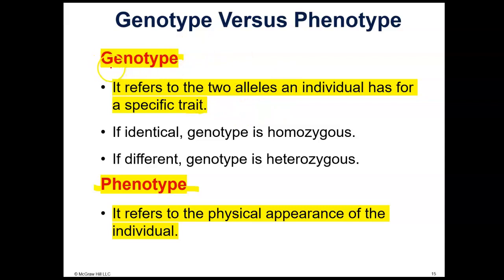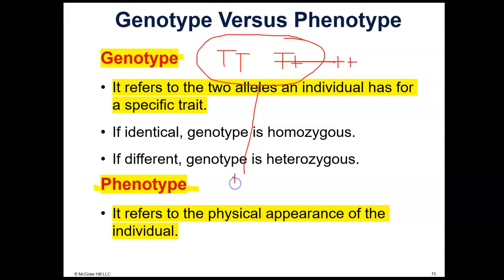Okay, so some terminology. Genotype refers to the 2 alleles an individual has for a specific trait. So genotype can be big T, big T, or big T, little t, or little t, little t. Phenotype would be tall or short. The phenotype is the physical appearance of the individual. So these 2 individuals would be tall. And this individual with the little t, little t genotype would be short.